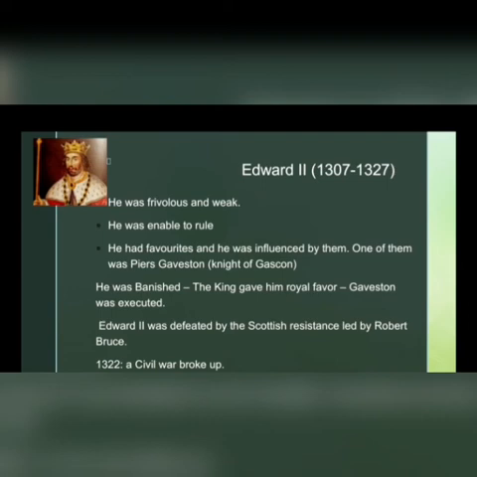One of them was the Knight of Gascony. His name was Piers Gaveston. The Parliament disagreed with that kind of relationship that the king had with the Knight of Gascony. That's why he was banished. But the king didn't accept the banishment, and he continued giving him the royal favor. So at the end, the Parliament decided to execute Gaveston.